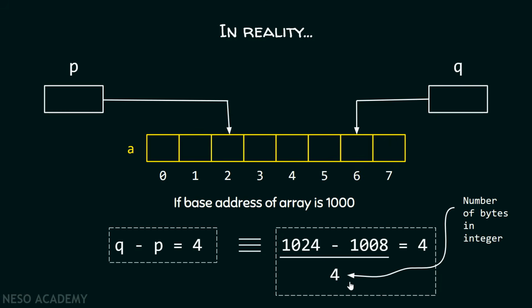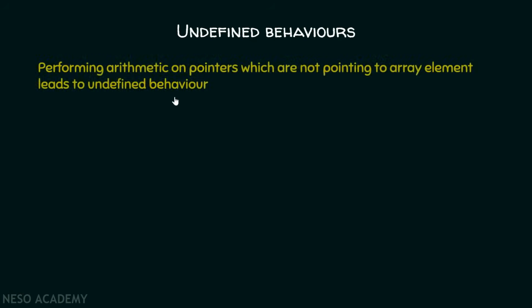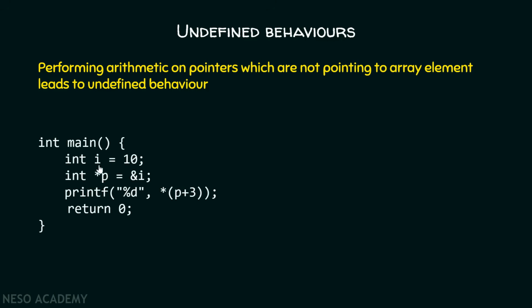Now let me explain some of the undefined behaviors. Performing arithmetic on pointers which are not pointing to array elements leads to undefined behavior. For example, if we have this program in which we have a variable i which contains value 10 and a pointer p which contains the address of this variable i. And what we are trying to do here is add 3 to this pointer p. As this is a variable, not an array, if you try to perform any arithmetic operation with this pointer, then it leads to undefined behavior. It leads to different outputs every time. This is what we should avoid.